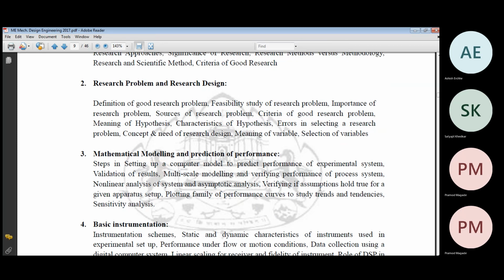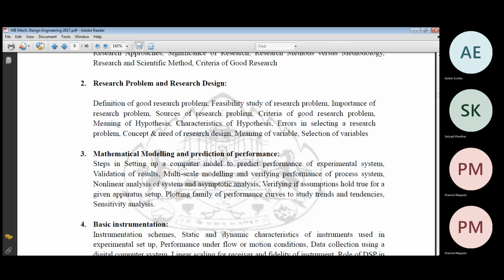And then the prediction of the performance after modeling, we are going to predict the performance as in crash analysis. Nowadays, in crash analysis, the model of the vehicle can be prepared in software and imported into ANSYS analysis software, through which we give the force and boundary conditions to check the performance of that particular vehicle in case of crash analysis.